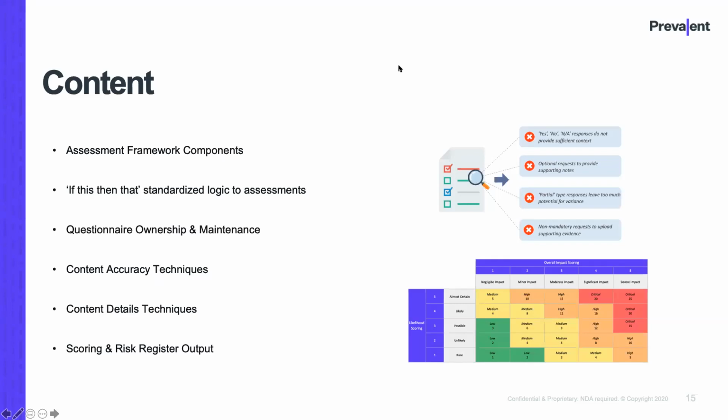Asking whether, for example, a third party has an information security policy and then having a yes, no, partial type response. The yes could mean many things. Yes, they have one, but what is the quality of that content like? And the partial as well leaves a lot of ambiguity around the quality or the level of maturity of that particular information security policy that we're asking for.